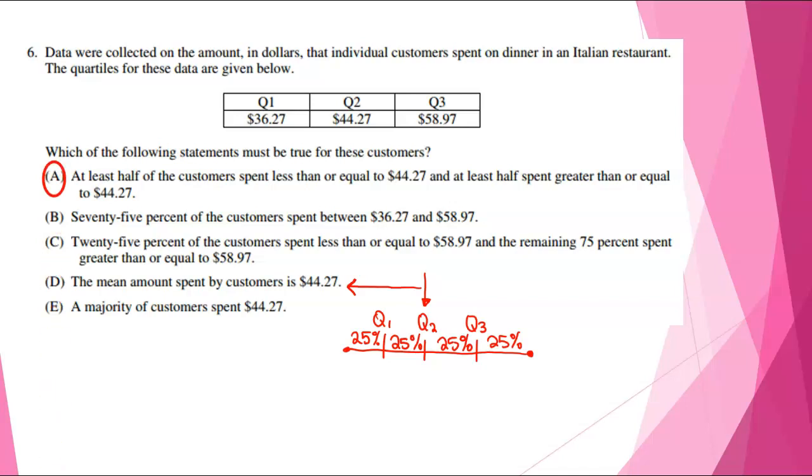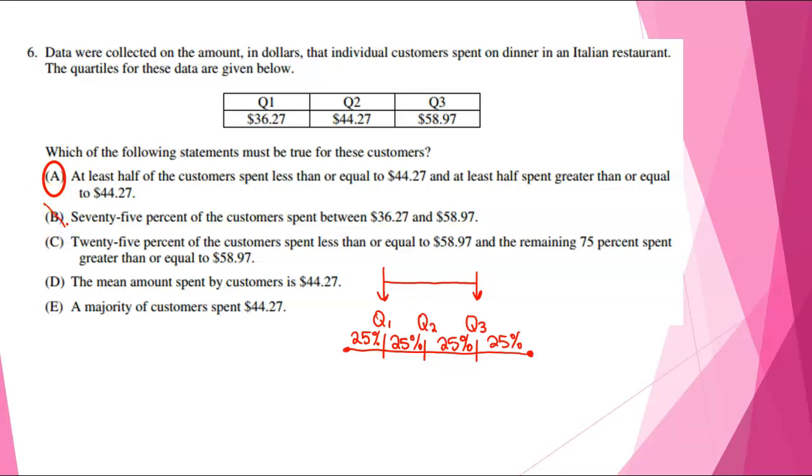All right, if we kept going though, 75% of the customers spent between 36.27 and 58.97. So they're saying that in between Q1 and Q3, that's 75% of our data. And if we look, we know that that is not. That is our IQR, which is the middle 50%. So B is incorrect.